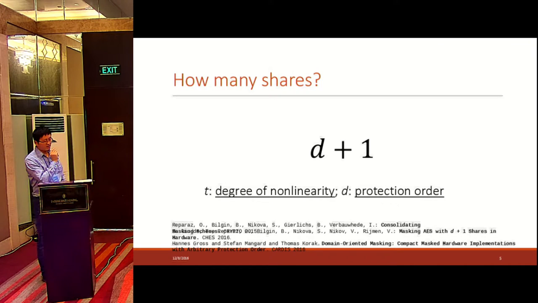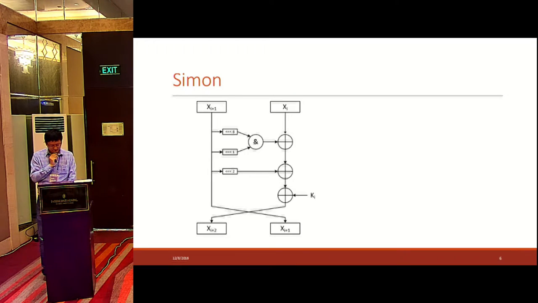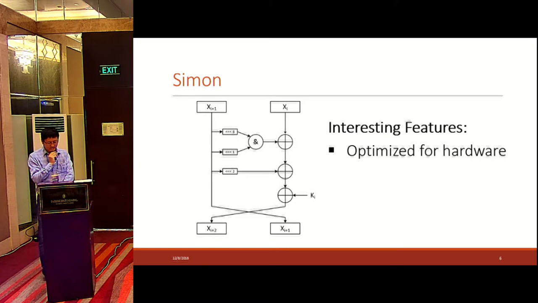In the end, we are particularly interested in lightweight cryptography, and we want to show that TI is actually a very nice fit for lightweight cryptography to counteract side channel attacks. Here we used the NSA cipher Simon as a case study. Simon is a very straightforward block cipher. It is very simple and consists of only three cyclic rotations, one multiplication in the binary field, and three exclusive OR operations. It has many interesting features that make it a very good target for threshold implementation.